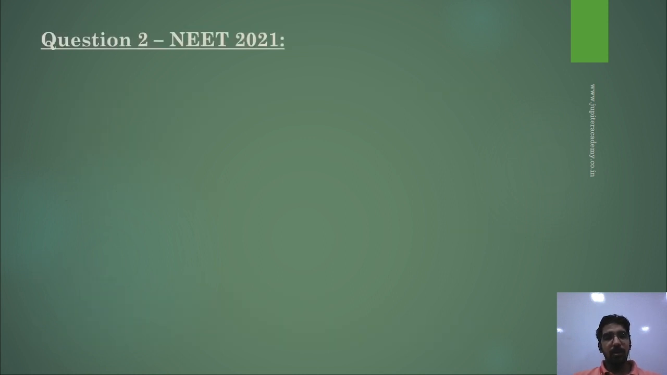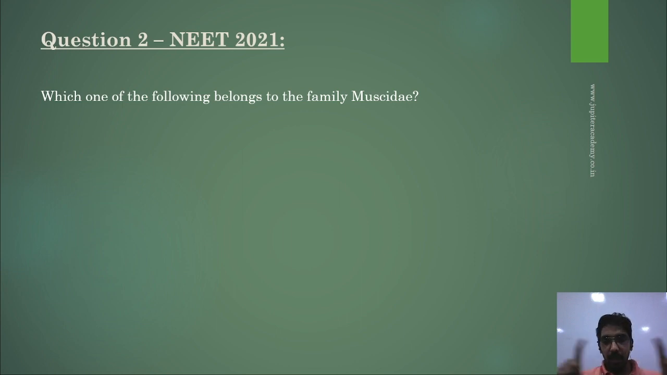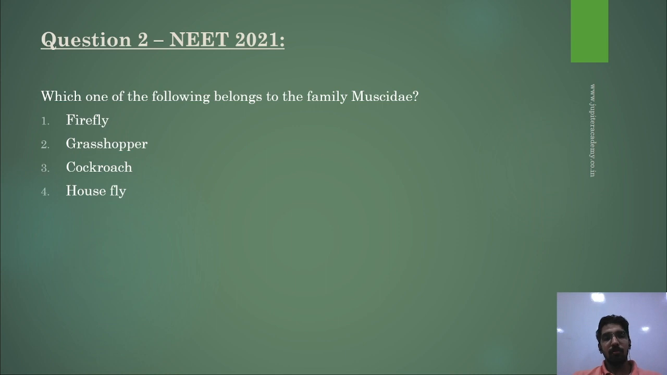Coming to the second question, which is from NEET 2021. From NEET 2020, we did not have any questions from the first chapter. The NEET 2021 question is, which one of the following belongs to family Muscidae? As soon as we say Muscidae, you will recall that in the first chapter there is a table where some examples of organisms are given from both plant and animal kingdoms, and their taxonomy, meaning the classification, is given. In one of those examples, this Muscidae comes. Is it firefly? Is it grasshopper? Is it cockroach? Or is it housefly? So obviously the question is easy.